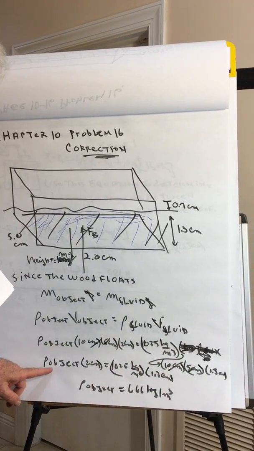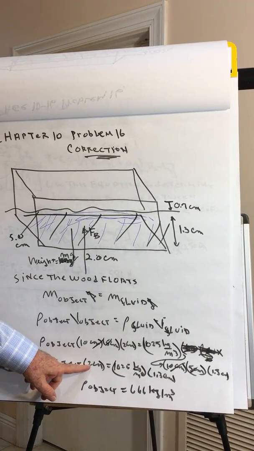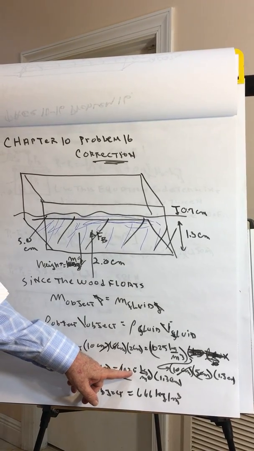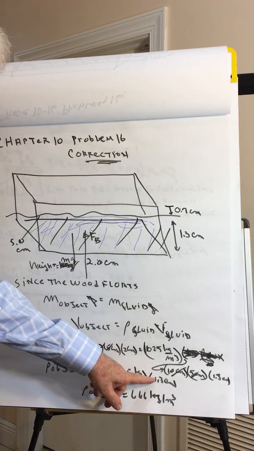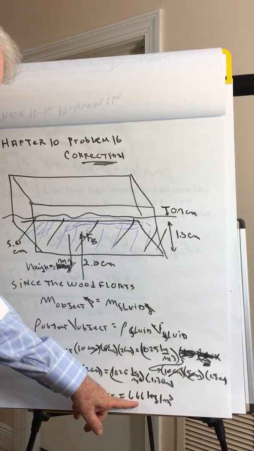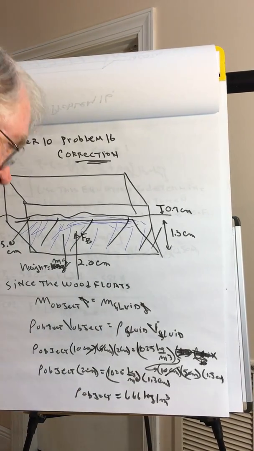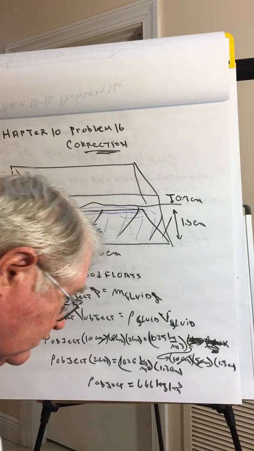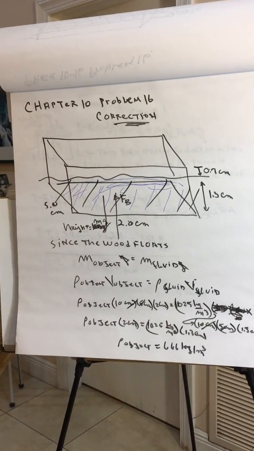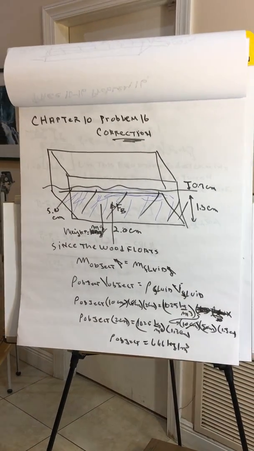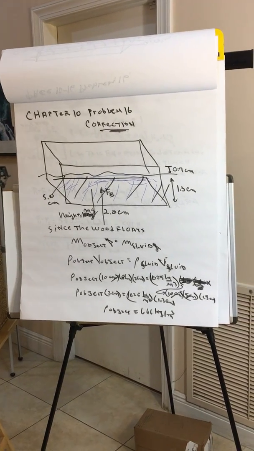So we end up with the density of the object times 2 centimeters equals the density of the salt water times 1.3 centimeters. And when you do the calculation, you'll find the density of the object is 666 kilograms per cubic meter. And since it's less than salt water, it will float. And that's Archimedes' principle. Okay.